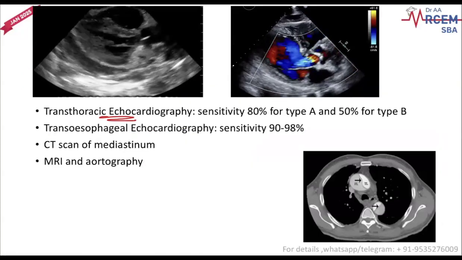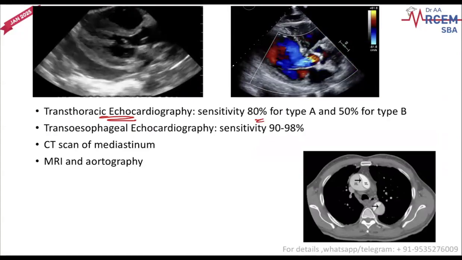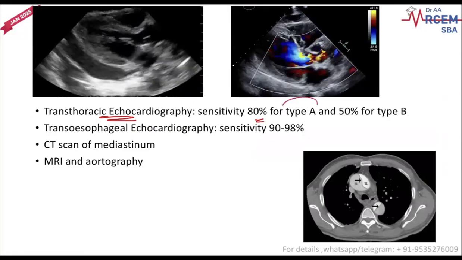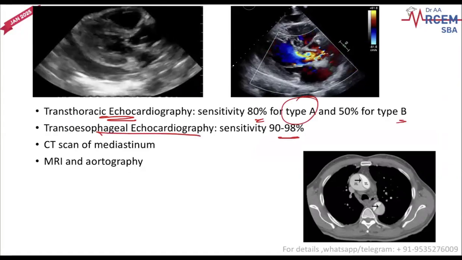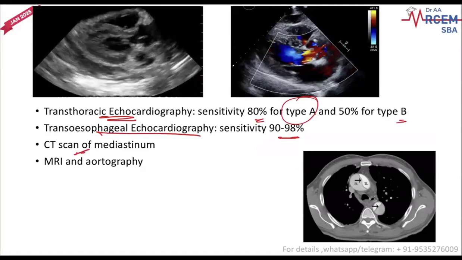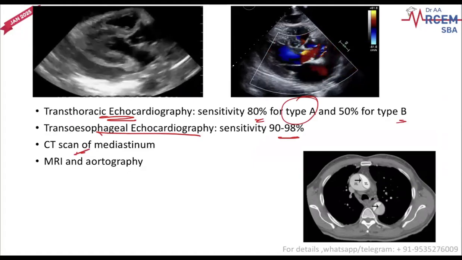Transthoracic echocardiography can help you. 50% of the cases are picked up, especially type A. Type B is difficult to pick up because it is the descending aorta, and you may not be able to visualize it on an echo scan. Transesophageal echo has very good sensitivity. CT scan, especially of the mediastinum, might be helpful. CT angiogram will be helpful here.